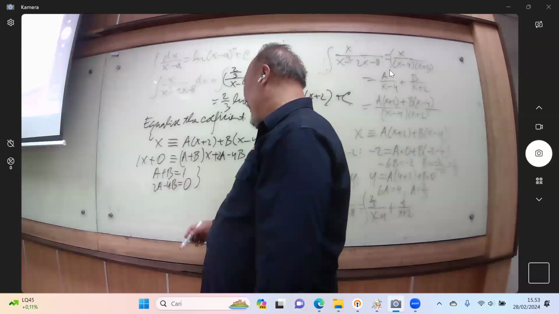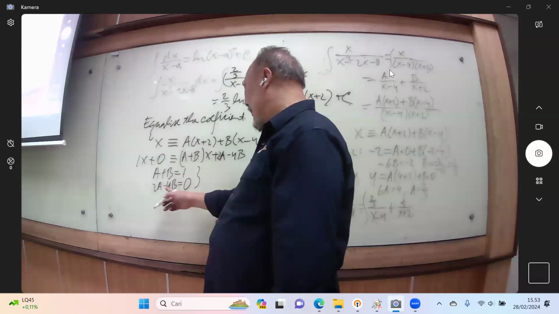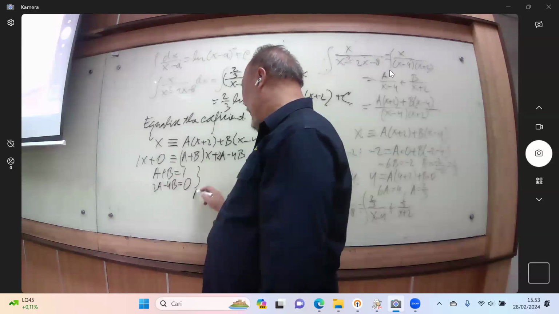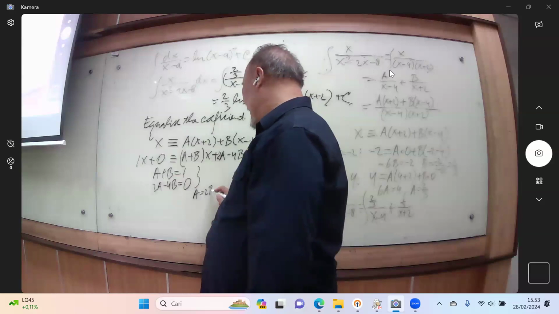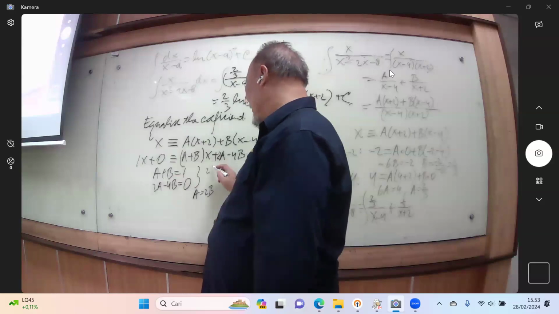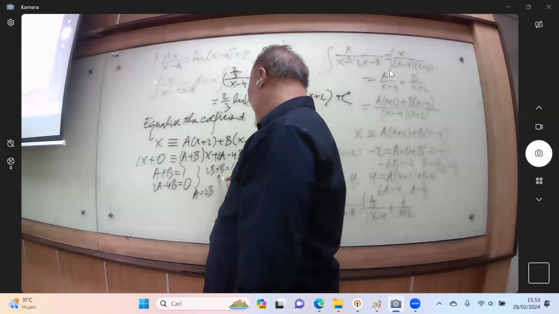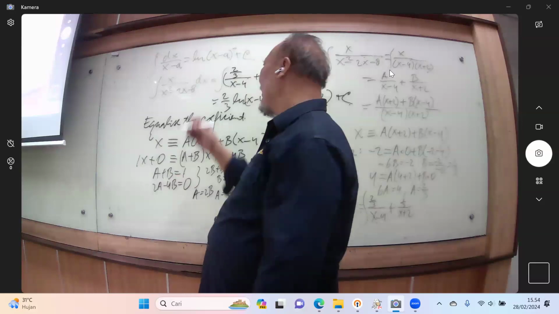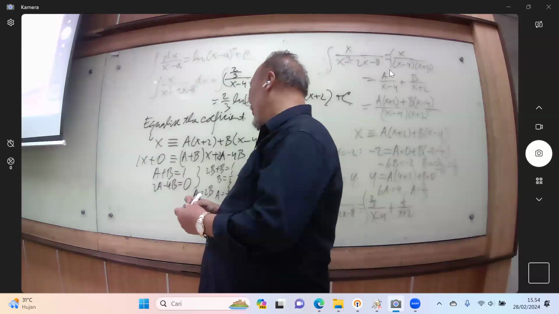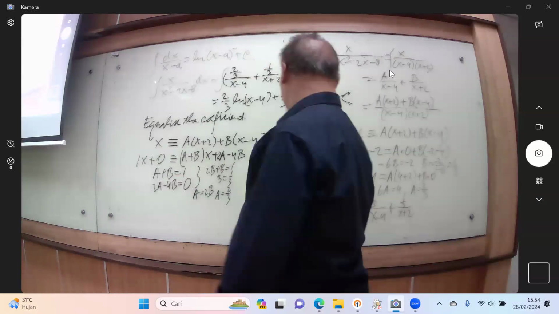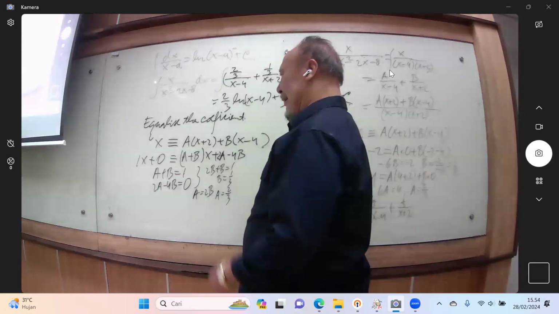For this one, a equals 2b, then 2b plus b equals 1, so b is 1/3, and a is 2 divided by 3, same as before. You can equalize the coefficients, or you can put in the values. The results are the same.